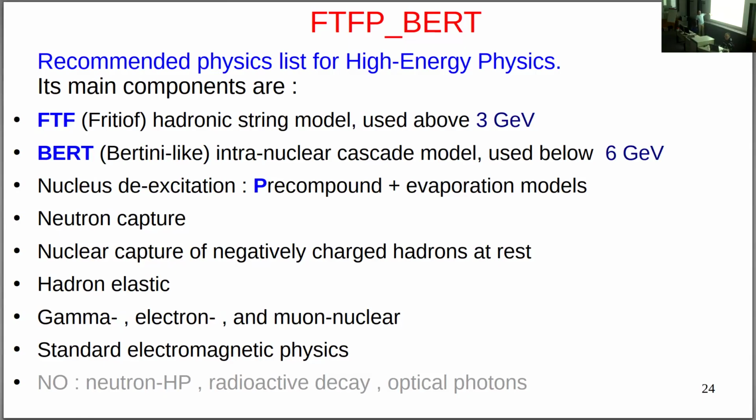But then there are other things which you don't see from the name, but it's important to note that they are there. There is neutron capture. There is neutron capture of negatively charged hadrons at rest. There is hadron elastic. There is gamma nuclear, electron nuclear, muon nuclear, standard electromagnetic physics. There is no neutron HP, so the treatment of neutrons is relatively simple. It is not the one of high precision. There is no radioactive decay. There are no optical photons.